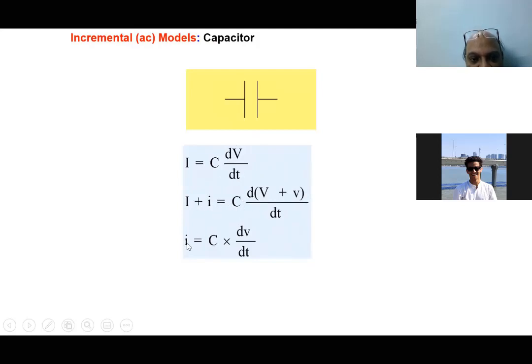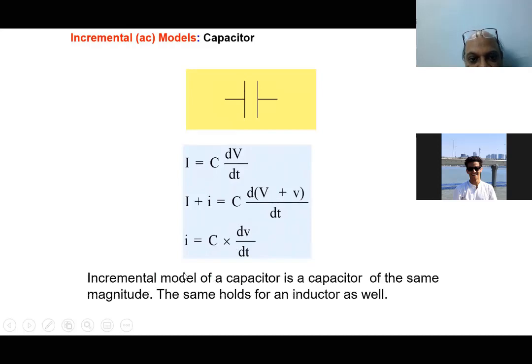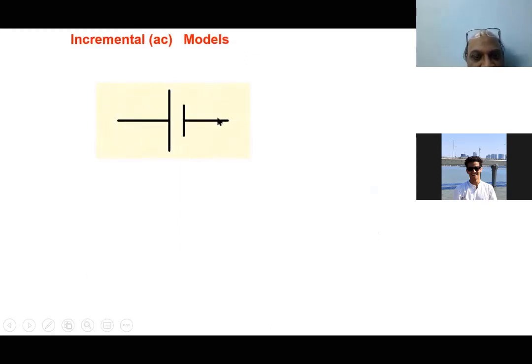And using these two equations, we can get a relationship between the small incremental change in current and the incremental change in voltage. So it's basically the same relationship. So the incremental model for a capacitor is a capacitor of the same magnitude. And the same thing will happen with an inductor also. So they stay as they are.